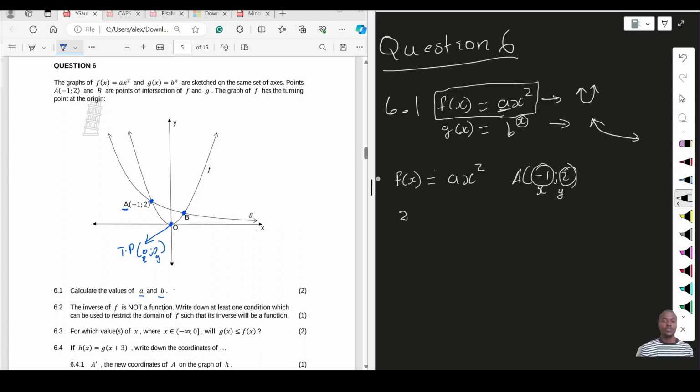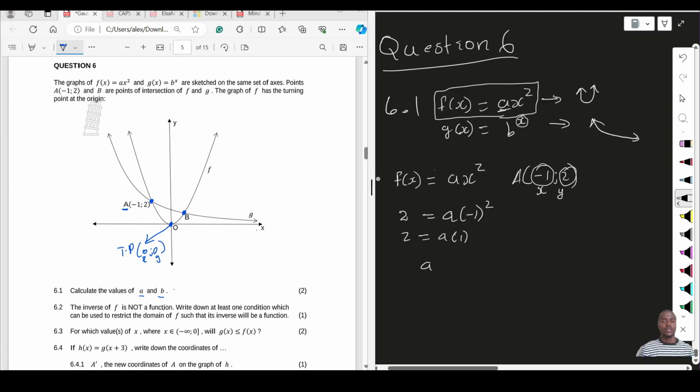So I'm going to say 2 is equal to a times, in the place of x is -1, then it's squared. Then you continue, you say 2 is equal to a times, when you take -1 squared, when you put it in brackets, it gives you 1. So this means that, okay, let me write it clearly, a is equal to 2. This is what a is.